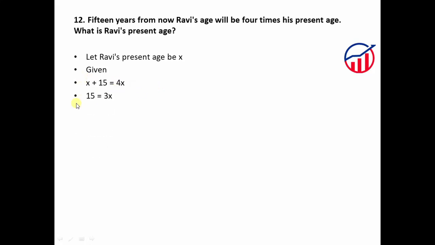So you solve this, what? 15 is equal to 3x. How? x is going to come here as a negative. So 3x is 15, x is equal to 5. So Ravi's present age is 5 years.